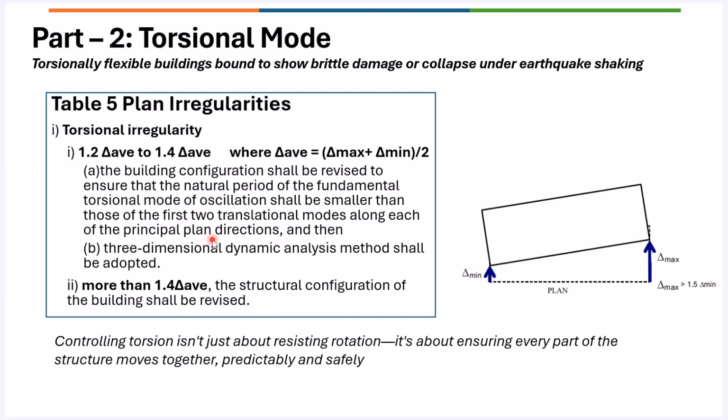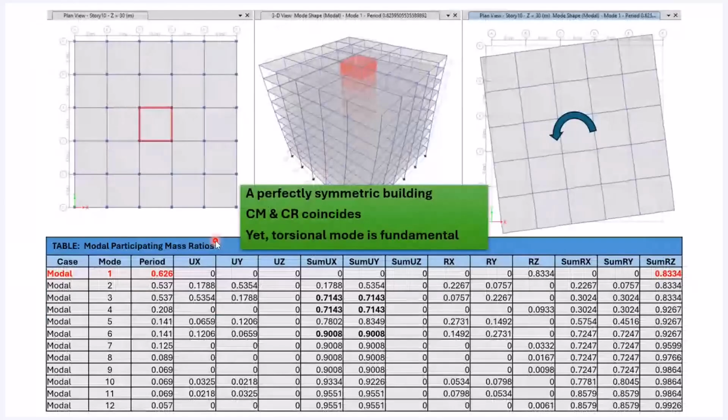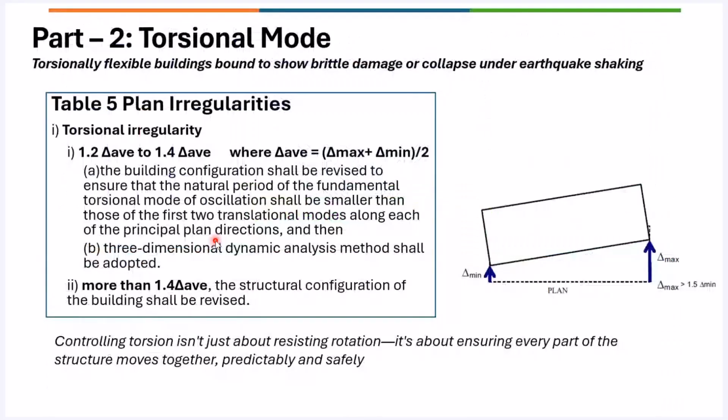Right. So the idea of controlling torsion isn't just about restricting the rotation. It's about ensuring every part of the structure moves together predictably and safely. So that's the idea and the goal. All right. Now, here is the case. For explaining the case, I would like to discuss a few things about ETABS, and then we will move to this controlling of the torsional mode with some examples.